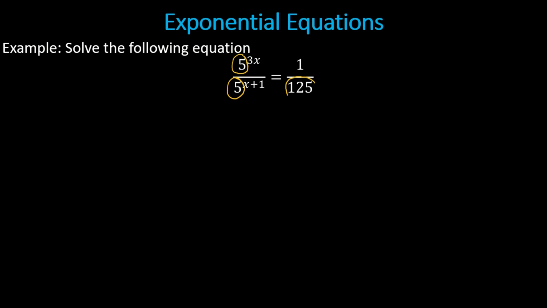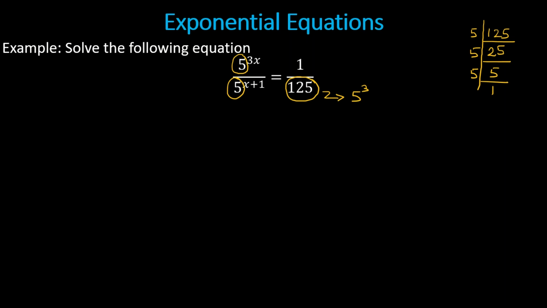Can we convert 125 to base 5? Let us see. We take 125, we are dividing by 5. So this gives 25. 25 we can easily divide by 5 is 5, and 5 divided by 5 is 1. So 125 is simply 5 to the power of 3.